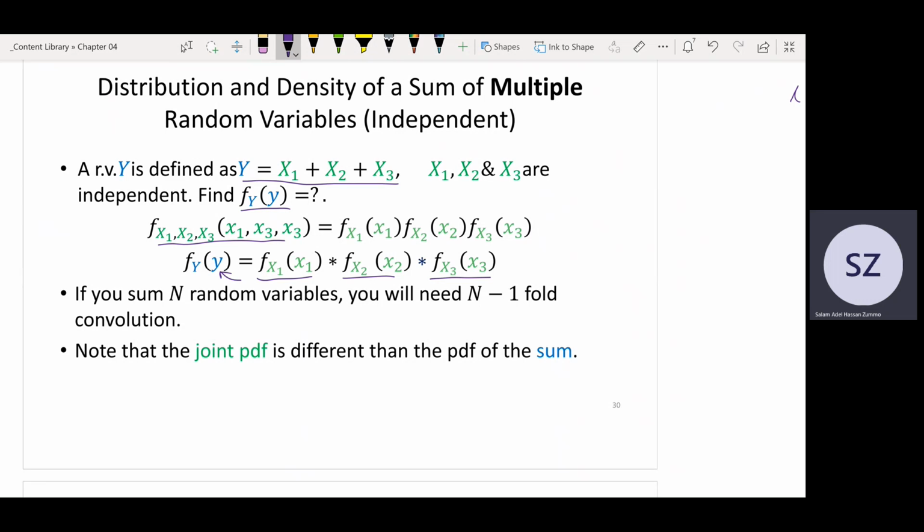Right? Now imagine that you have 4 random values. How many convolutions do you have? 3 convolutions. Okay, and so on. So imagine every time you have more values added together, you will end up with more and more convolutions, which complicates the analysis and makes it extremely difficult to find the result.